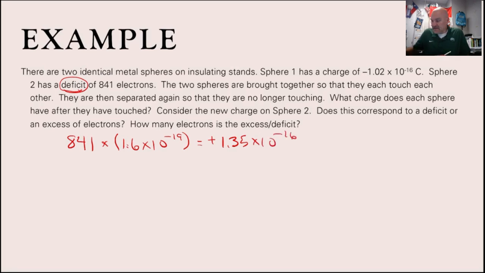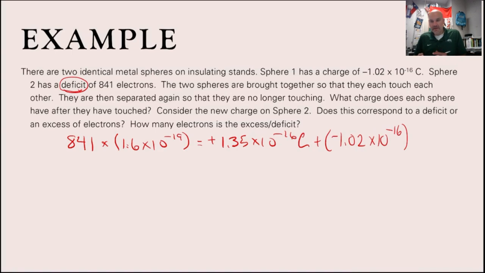So sphere 2 is going to have a charge of 1.35 times 10 to the negative 16th. Let me just double check that because I have some scribbles on my paper here. So 841 times 1.6 exponent negative 19. So 1.35 times 10 to the negative 16 coulombs. Now I'm going to add that to sphere 1's charge to figure out what is the net charge on the system.